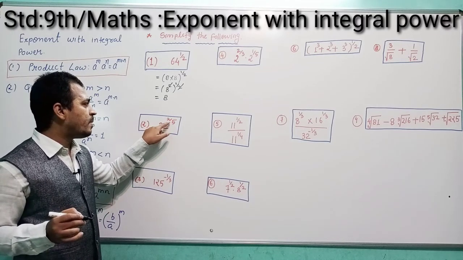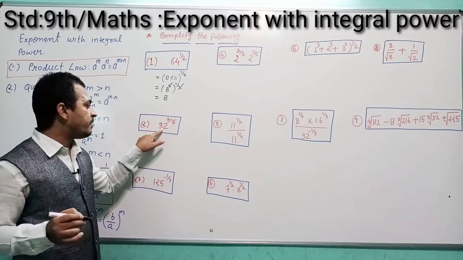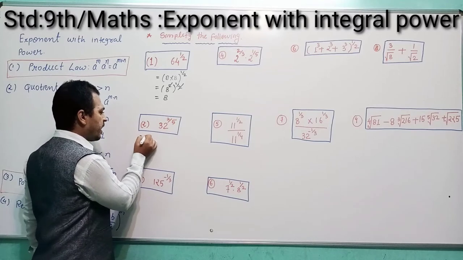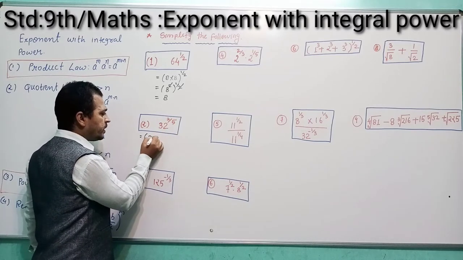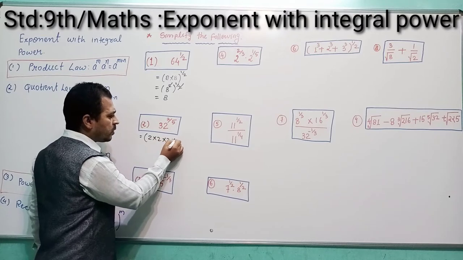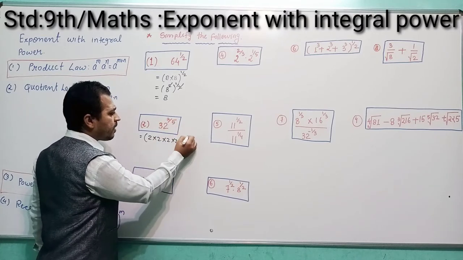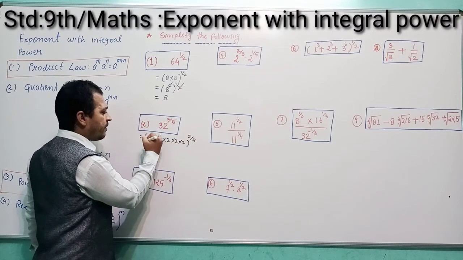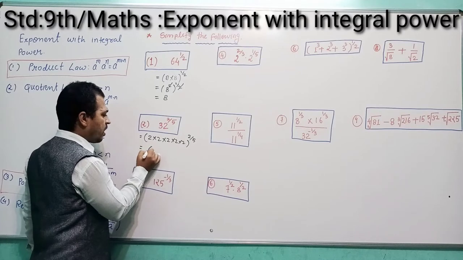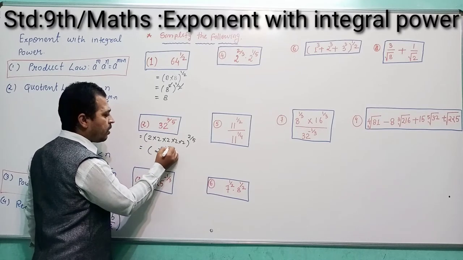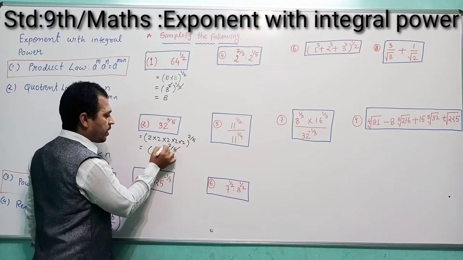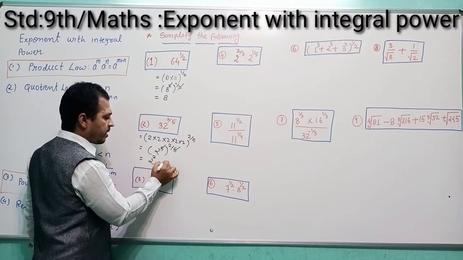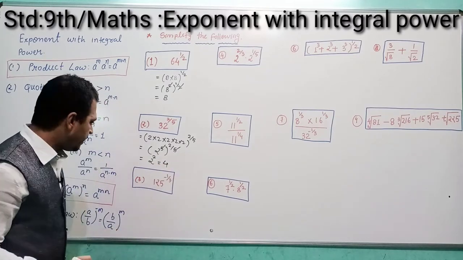Similarly, 32. Now you will have to simplify 32. Here its power is 2/5. It means 32 can be factorized in such a way that the power should be 5. Right students? So 32 can be factorized as 2 into 2 into 2 into 2 into 2, whole to the power 2/5. So 1, 2, 3, 4, 5, all having power 1. So you can write 2 to the power 5, whole to the power 2/5. So 5 cancelled out, 2 whole squared. So 2 squared means, students, 4, right?